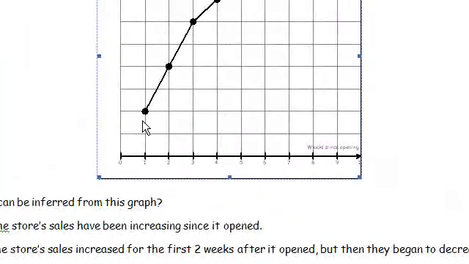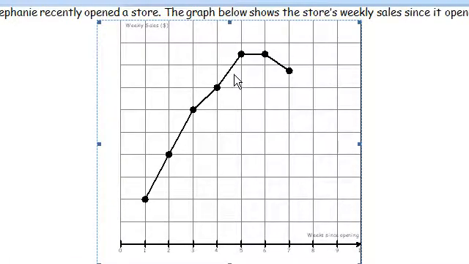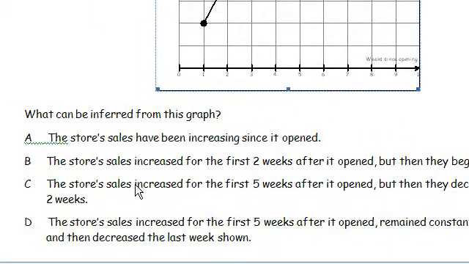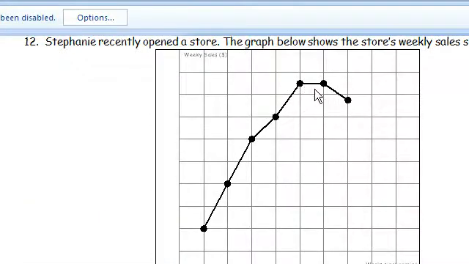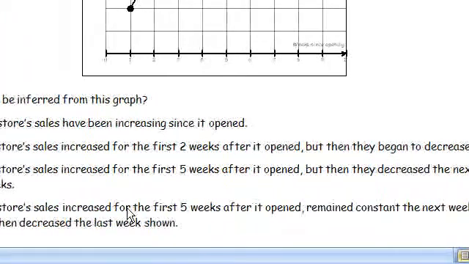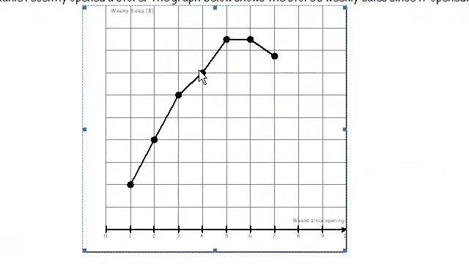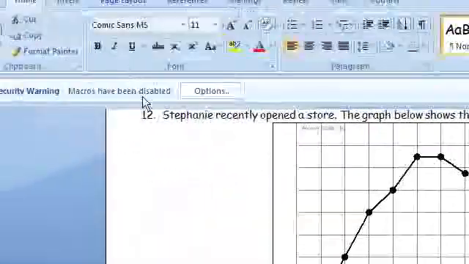So here's week 1. Well, there were no sales for this week. And then week 2 increased, but we can see that there were several increases in weeks after that. C, the store's sales increased for the first 5 weeks after it opened. So 1, 2, 3, 4. No, because there was no increase right here. Store sales increased for 5 weeks. It was constant. Then it decreased, and that's what happened. It went up 1, 2, 3, 4, 5, and then it stayed flat, and then it went down. So D is the answer for number 12.